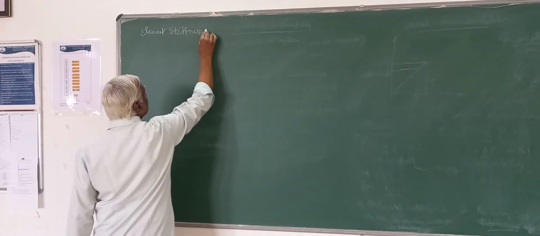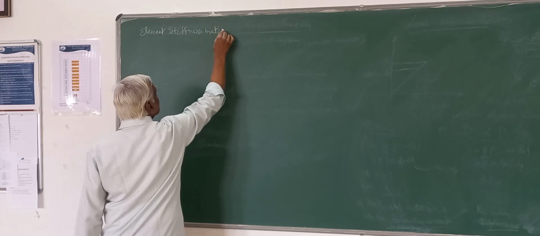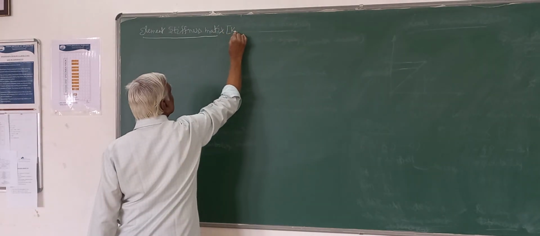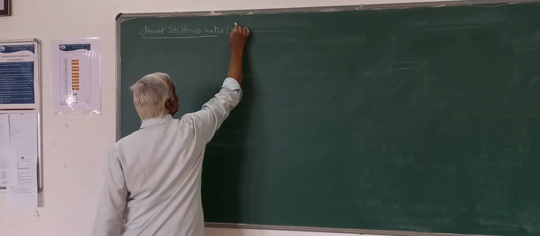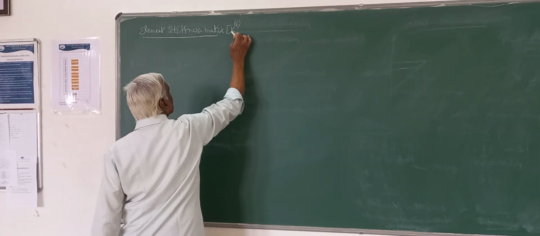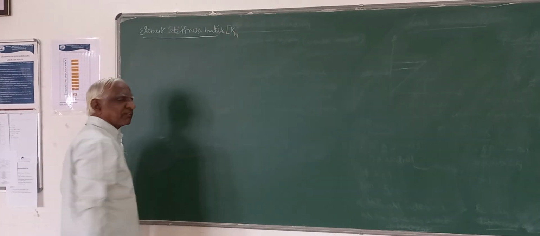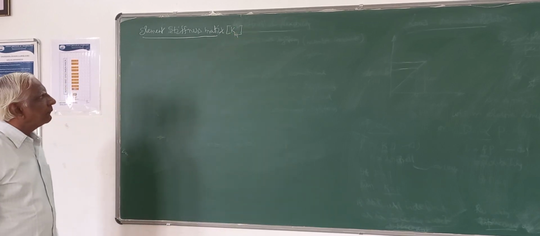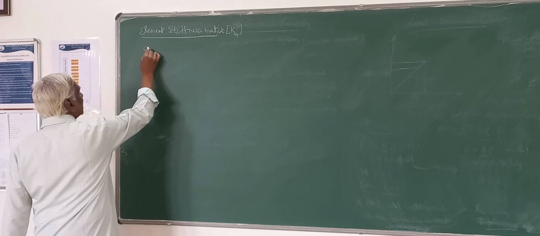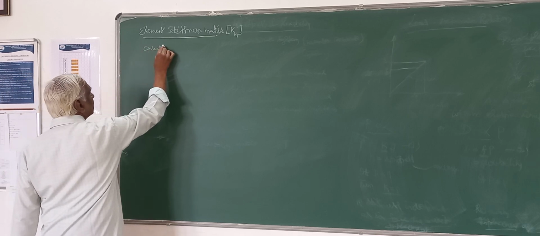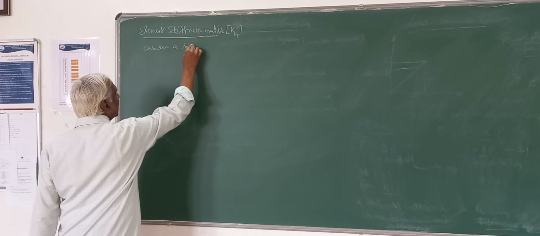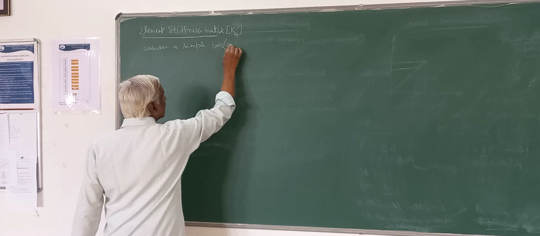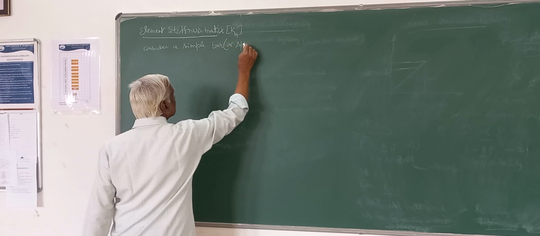stiffness matrix. Element stiffness matrix, or KME, either way you can define. I would say KM itself, element stiffness matrix. First, I will take this. Consider a simple bar or spring.